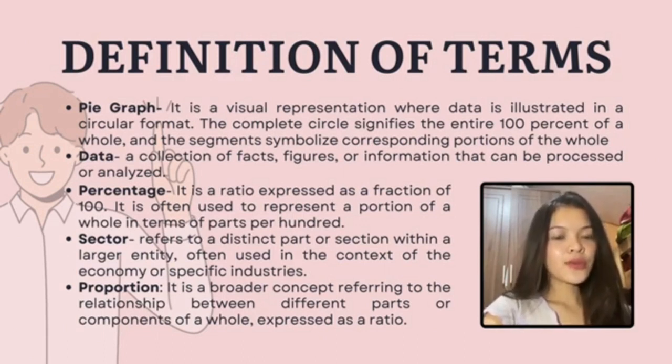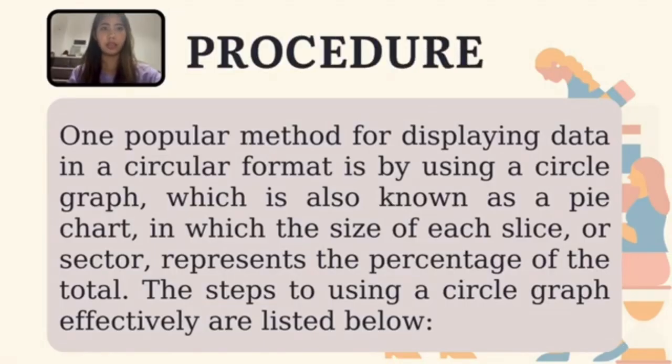Sector. It refers to a distinct part or section within a larger entity. It is often used in the context of the economy or specific industries. Proportion. It is a broader concept referring to a relationship between different parts or components of a whole expressed as a ratio. The pie or circle graph is one of the popular methods which represents the percentage of a total.